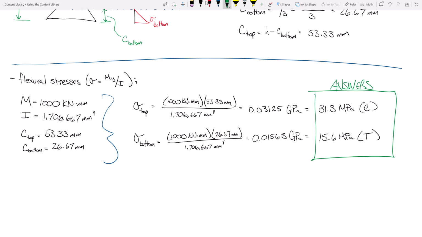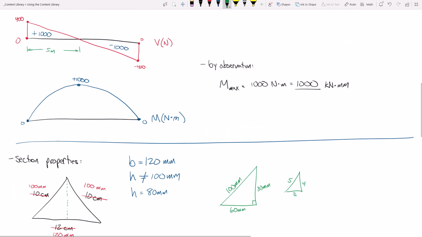Yes. So to be clear, if we were looking at our moment diagram, and our moment diagram has nothing but positive values on it, it goes from like 0 to positive 1,000. If there were regions on our bending moment diagram that had negative moment, and we were looking there, it would be flipped. The top would be in tension, the bottom would be in compression. Good question. Sound good?